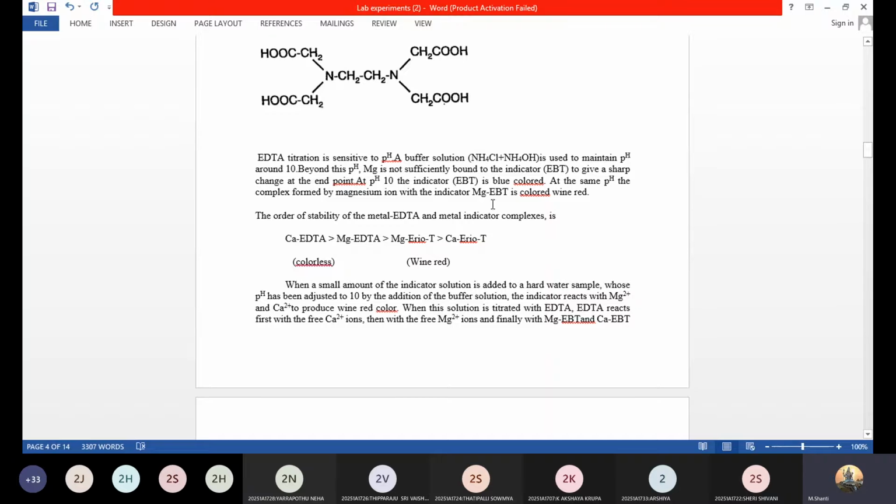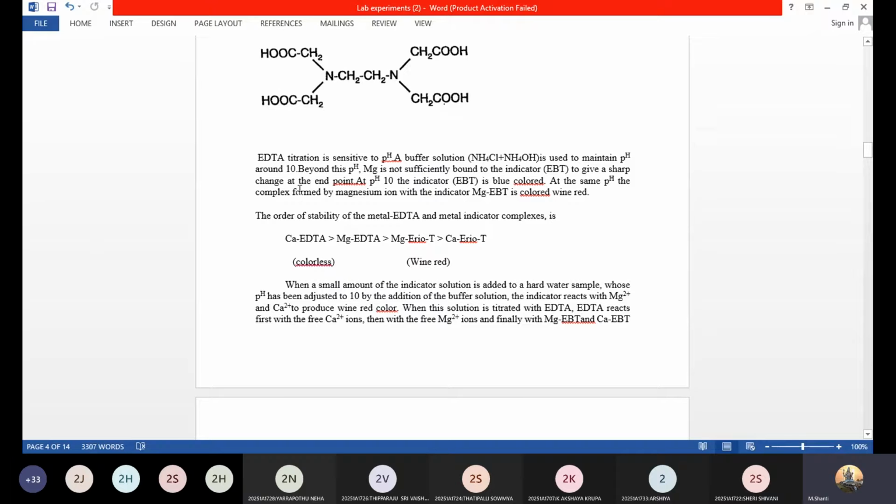Now why do we add a buffer? We add a buffer in order to maintain a pH 10. Now at pH 10, we have a stable either magnesium EDTA or calcium EDTA complex, for which we require a buffer. I already told you that you are going to add 10 drops of buffer.